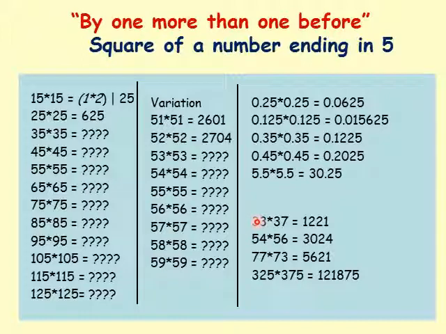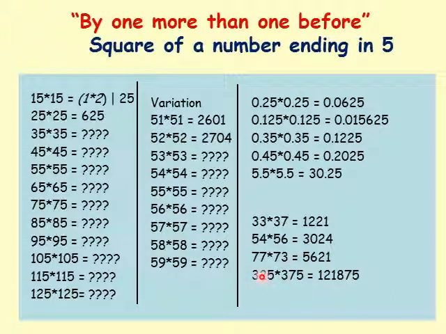So the answer to 33 times 37 is 1221. Similarly, 54 times 56 is 24 on the right and 30 on the left. 77 times 73 is 21 on the right and 7 times 8 is 56 on the left.